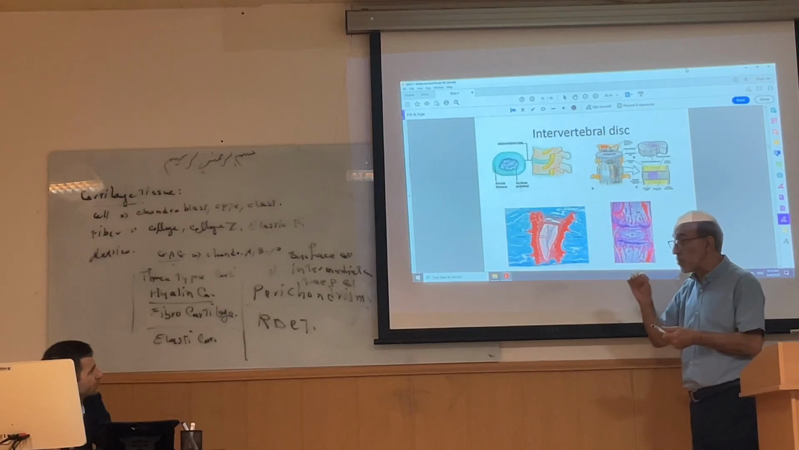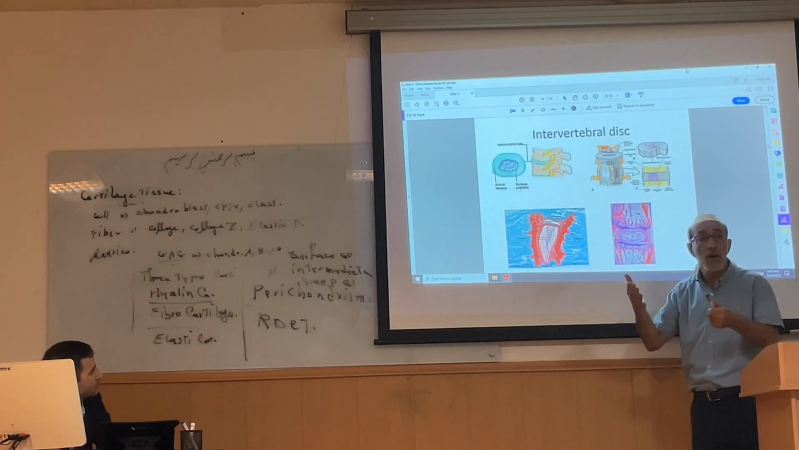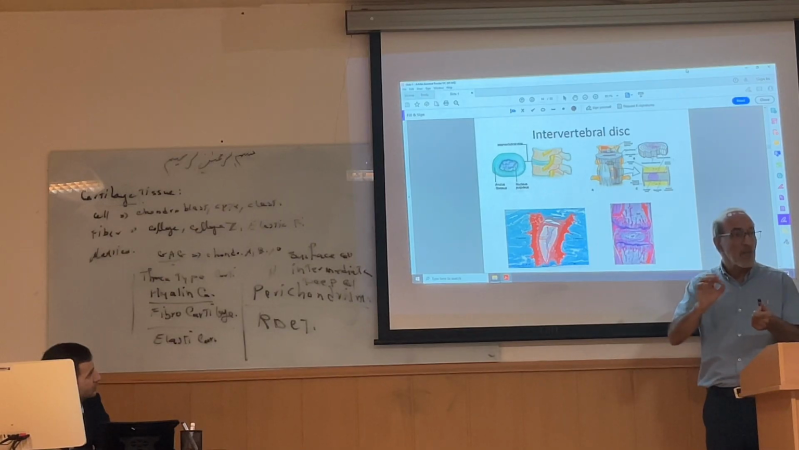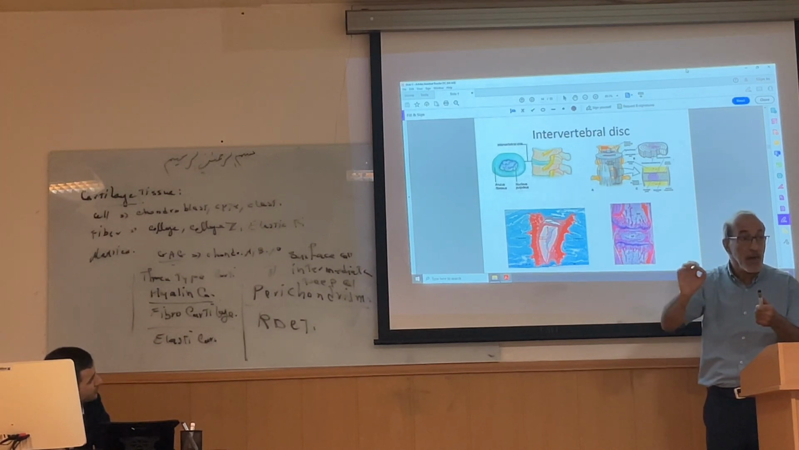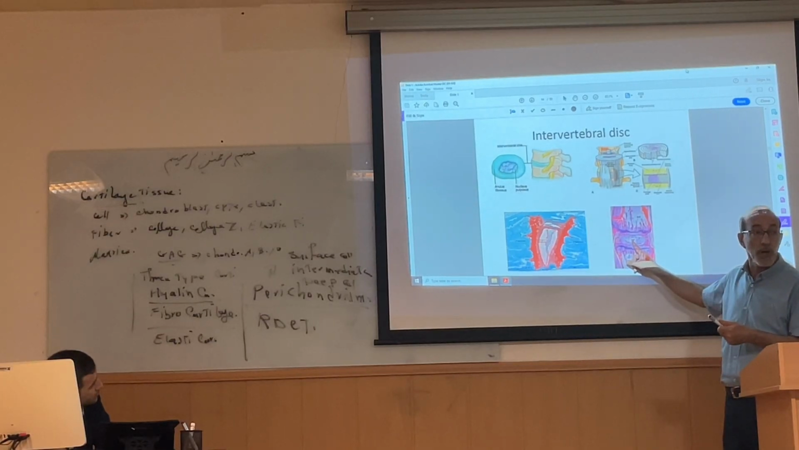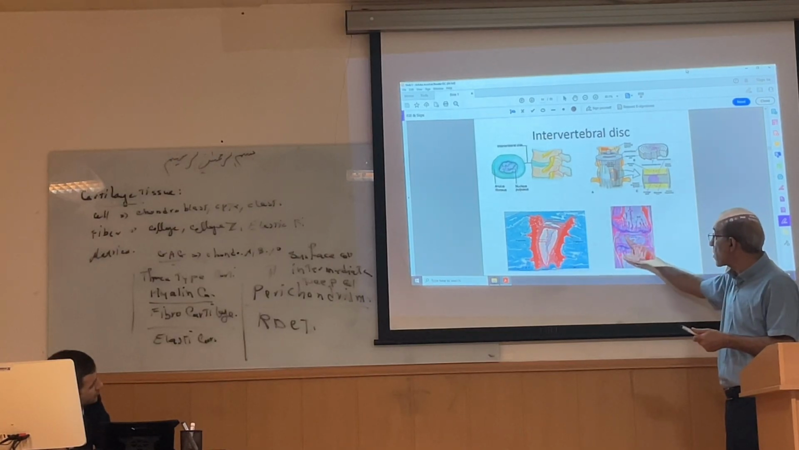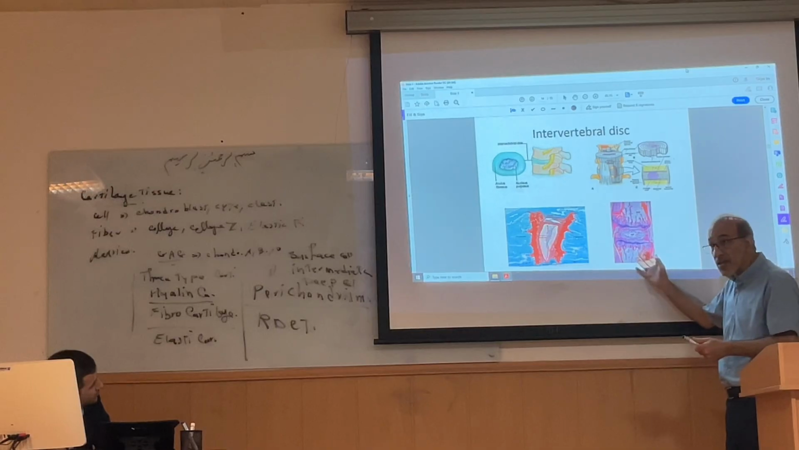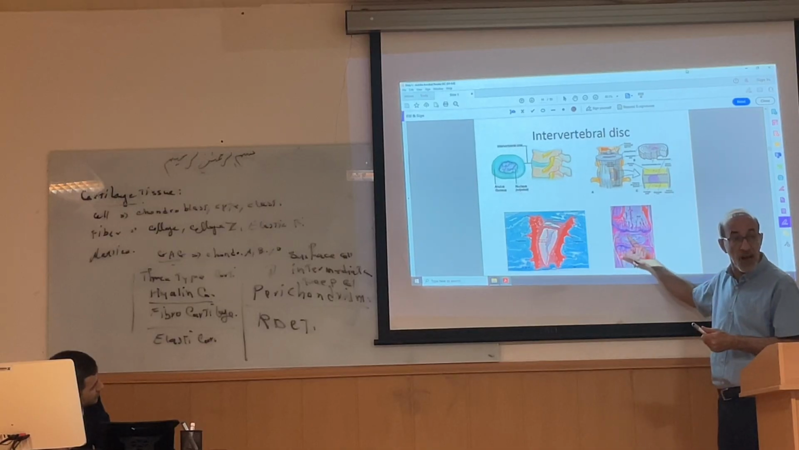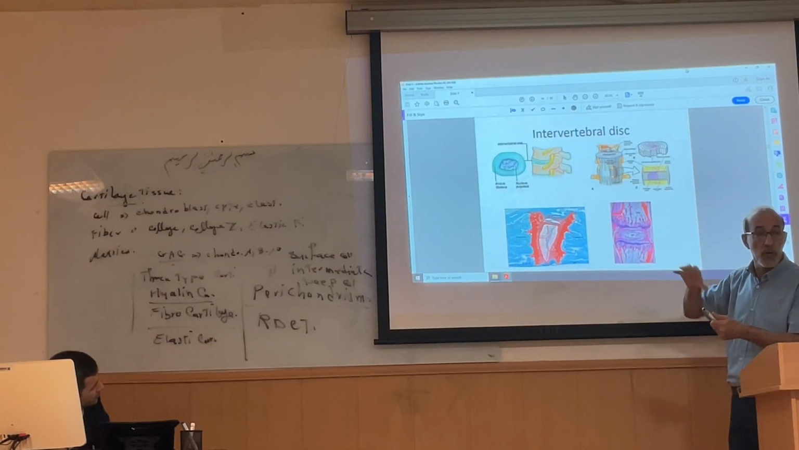mucoid connective tissue. Mucoid connective tissue, what does it mean? Mucoid connective tissue consists of matrix, very little fiber, very few cells, okay? Very abundant matrix. You can see in this part the nucleus pulposus, or central part. Annulus fibrosus, or peripheral part. The disc is divided into two parts: peripheral and central. The peripheral part is full of fiber, the annulus fibrosus.